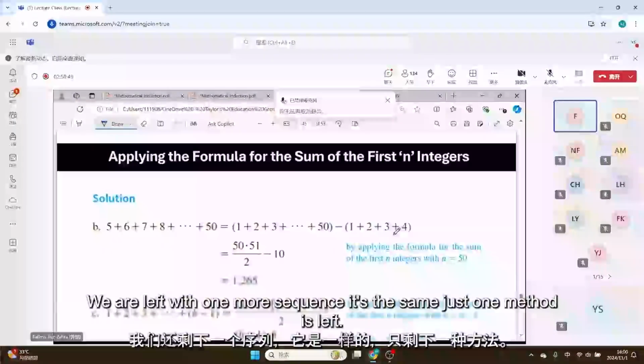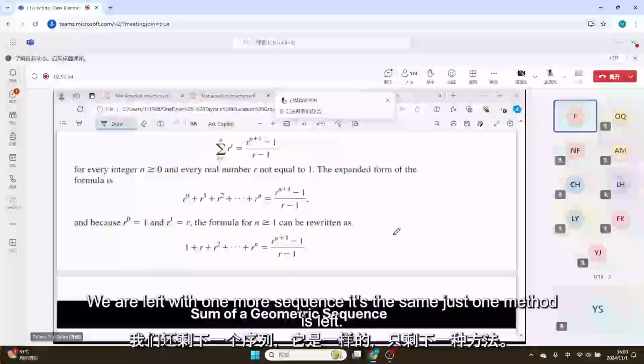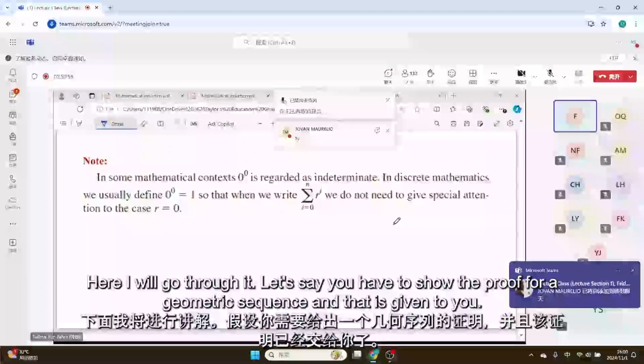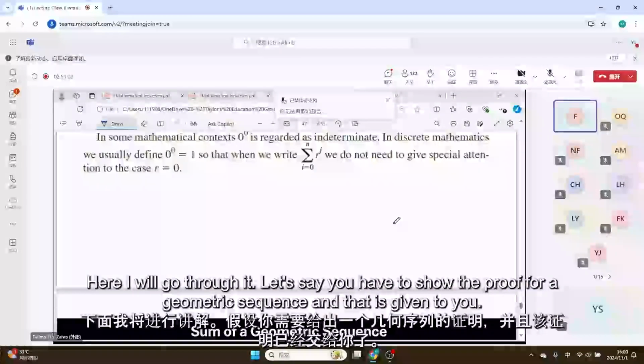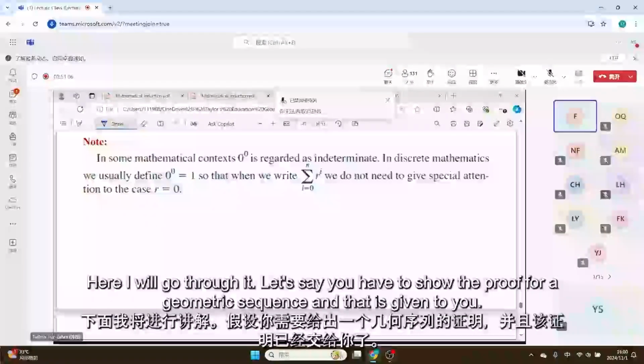We are left with one more sequence. It's the same, just one method is left. Here I will go through it. Let's say you have to show the proof for a geometric sequence, and that is given to you.